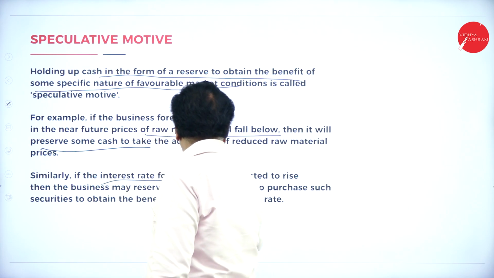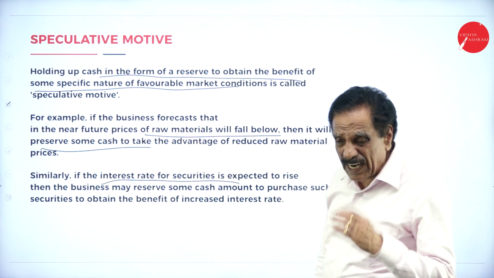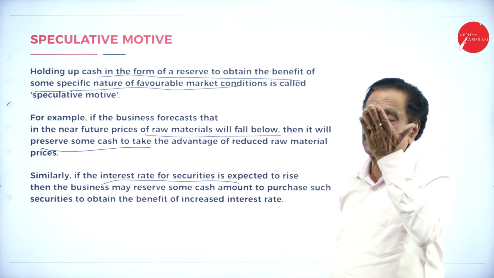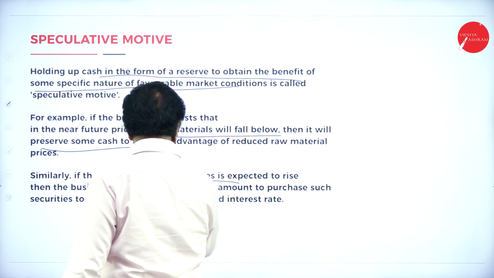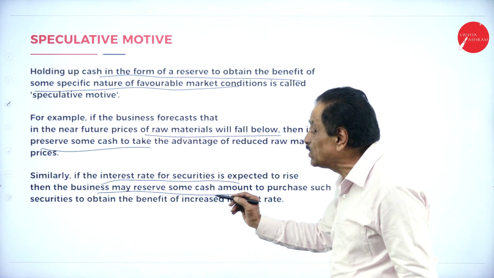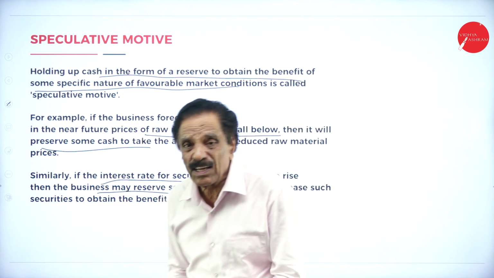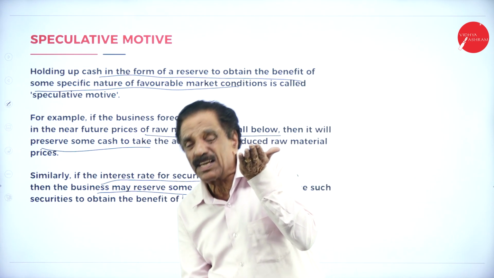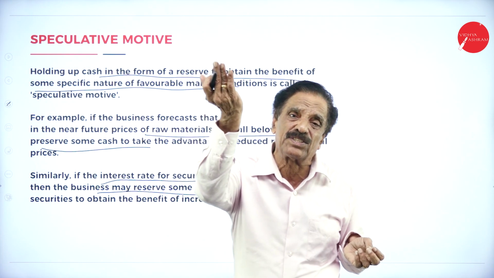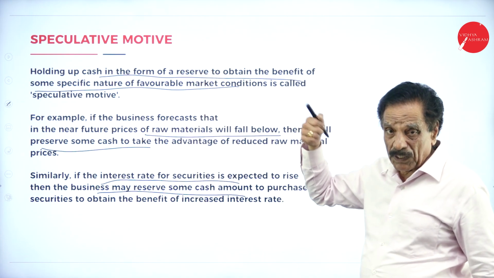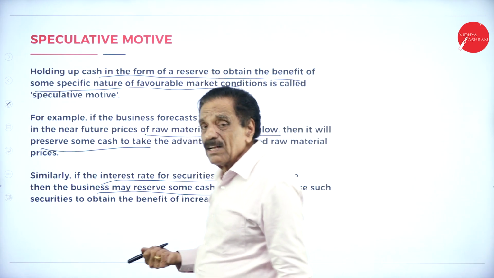If the interest rate of a security is expected to rise, the business may reserve some cash to purchase such a security. Suddenly the security value will rise, so we purchase the security in order to get more interest. Here, in order to purchase the raw material, we require cash payment.